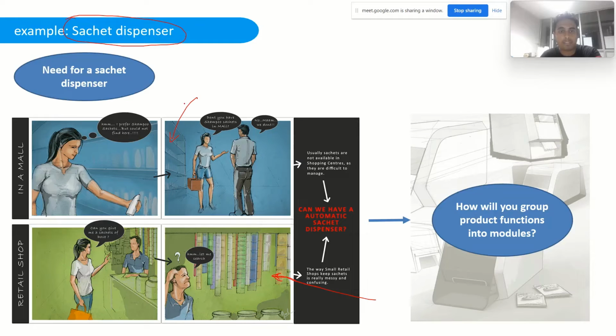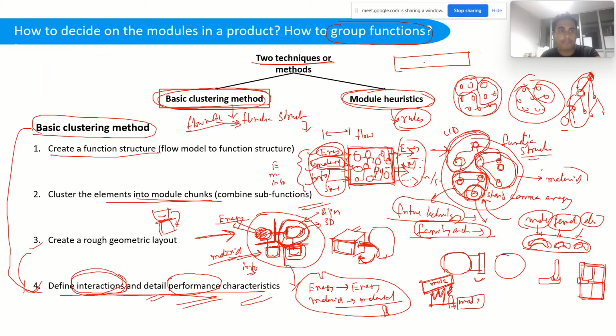In shopping malls it is hard to manage them, so they do not keep them, and it is also hard to bill them. If individual sachets have a barcode, it is very difficult to sell them in a mall scenario. So the idea is to come up with a sachet dispenser where there will be sachets of different companies, and a user uses some interface and gives a command that, I need 5 or 6 sachets of this particular brand, and it will dispense them. If this is the requirement, how will you group these product functions into multiple modules using the basic clustering method?